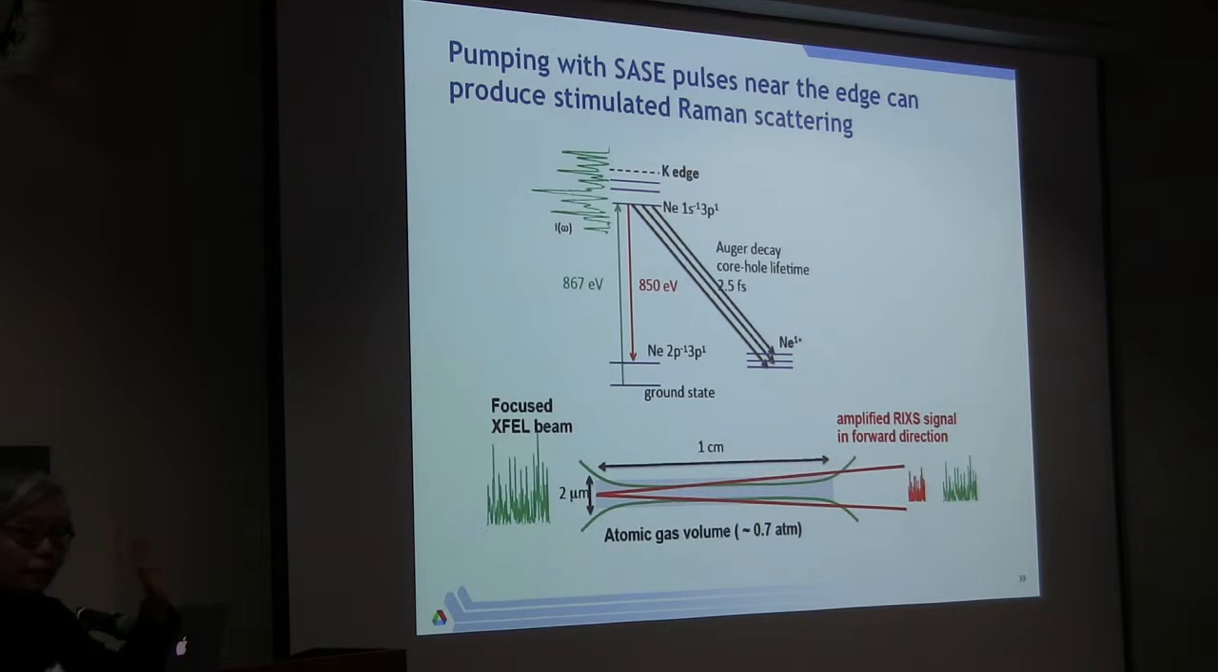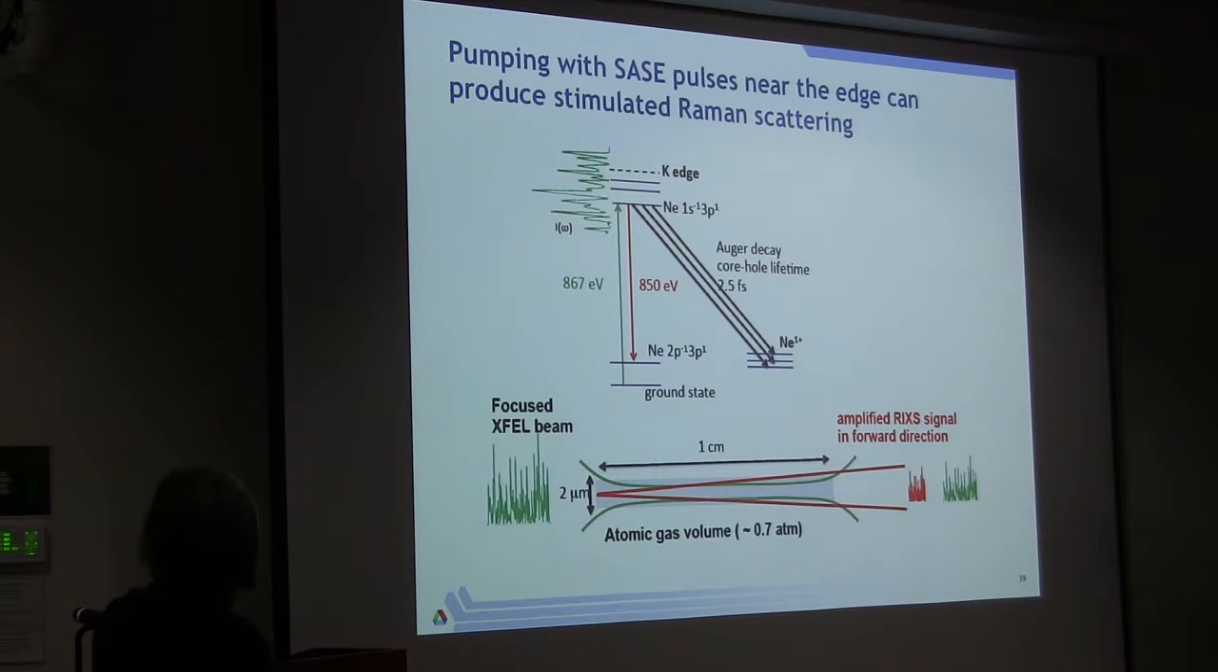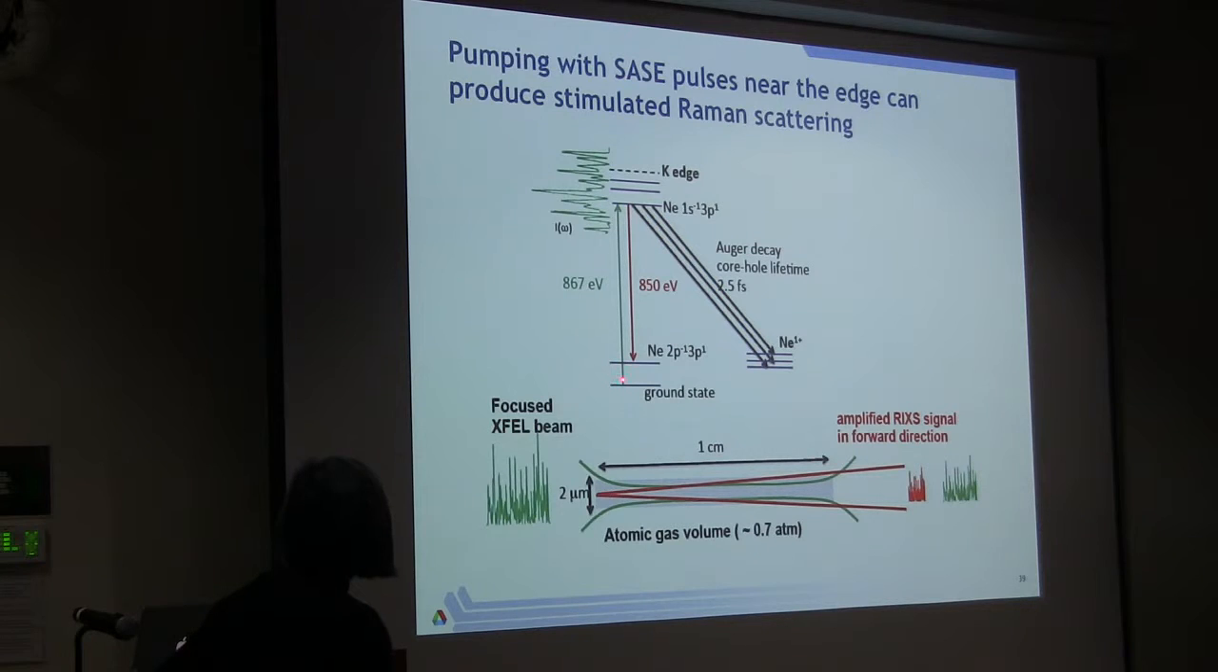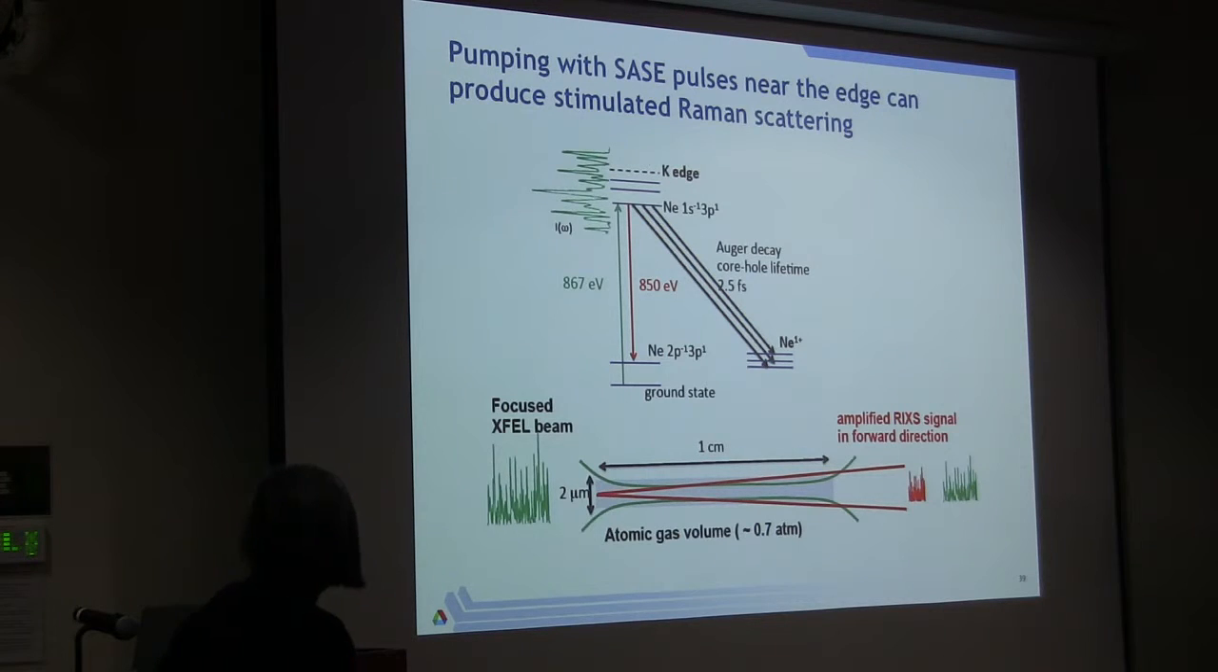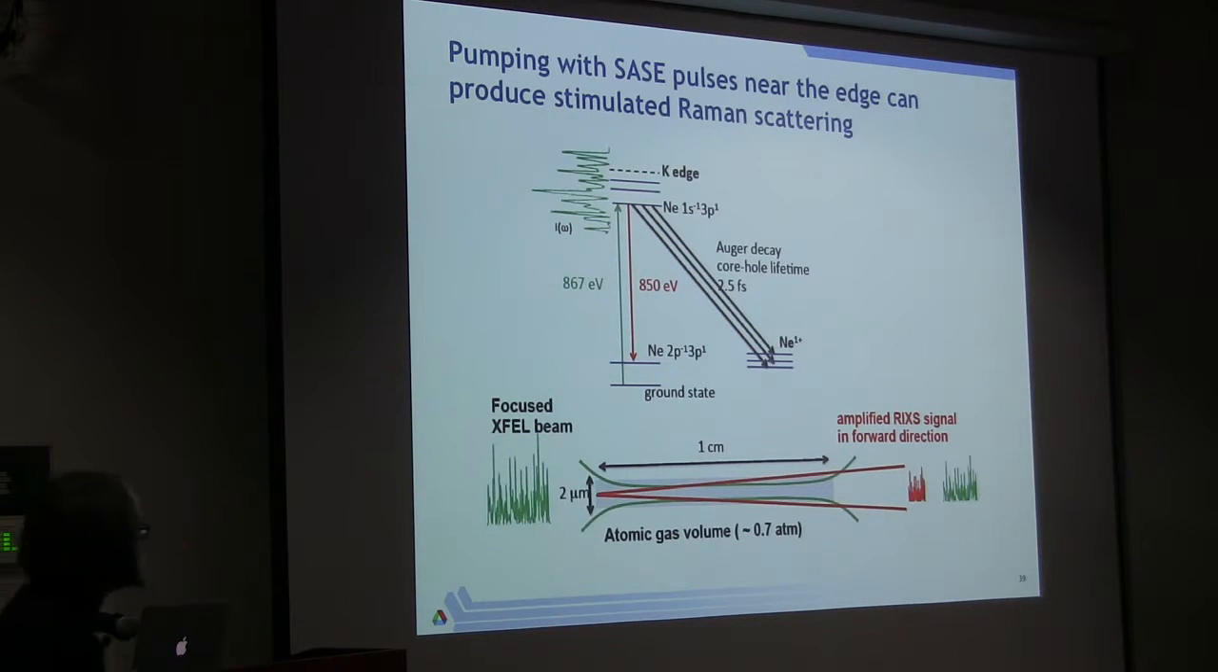And using exactly the same configuration, your SASE pulse covers all kinds of messy things, but you can look for stimulated emission back to this particular state, which has a 2p hole rather than a 1s hole. Again, you start with your focused FEL beam, and you can calculate some parameters for which this will work, and you can look for the amplified Raman scatter output at the end of this pulse. So does this concept work, right?